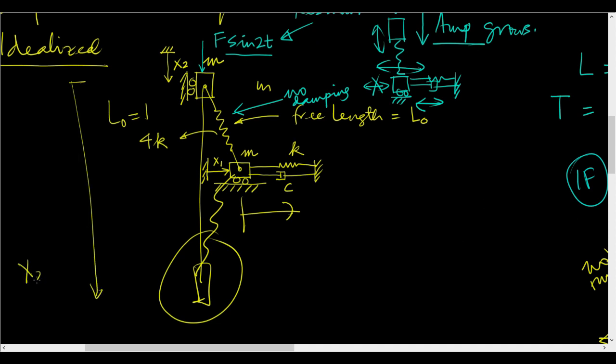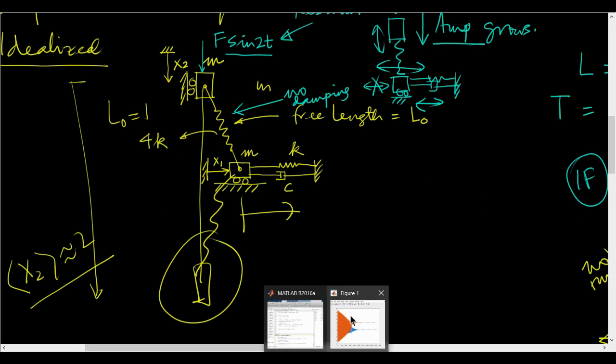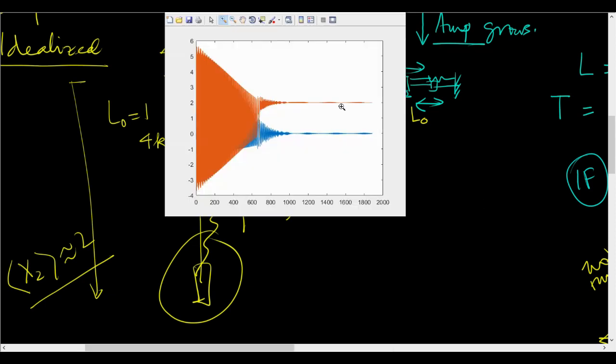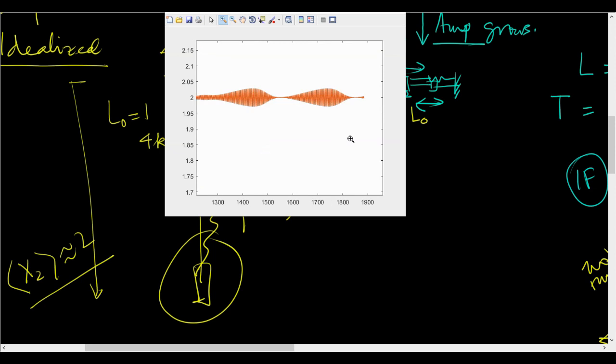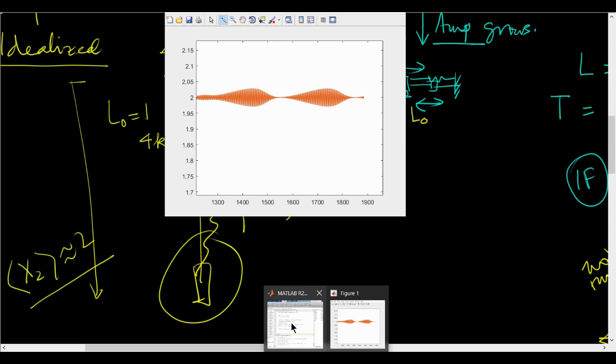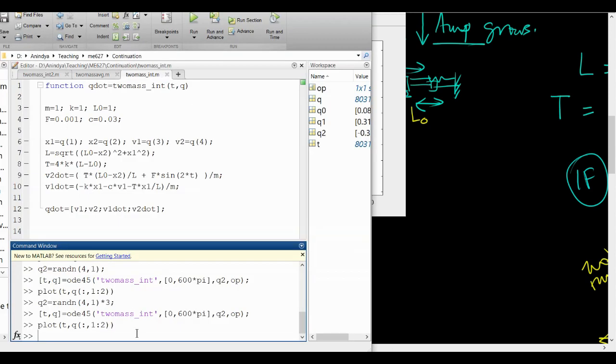x2 would have a mean of about 2. So this is what we are seeing here in this solution, but we will not be interested in this. I just wanted to show you that it exists. So the mean is around 2. But we will not be interested in such solutions. Let's come back and try one or two more.